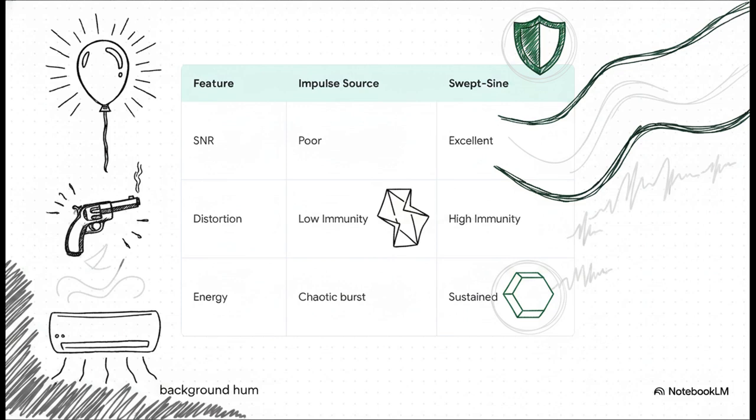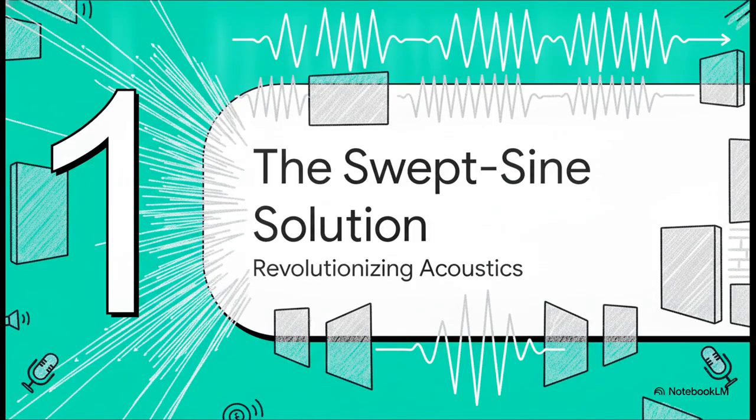And that tool turned out to be swept sine transmission. By smoothly injecting this sustained, controlled energy over time, it fundamentally solved the noise and distortion problems that plagued all those earlier acousticians. Section 1. The swept sine solution, revolutionizing acoustics.